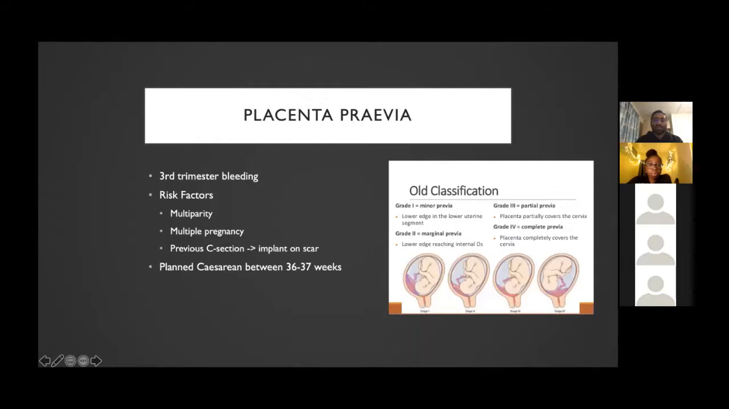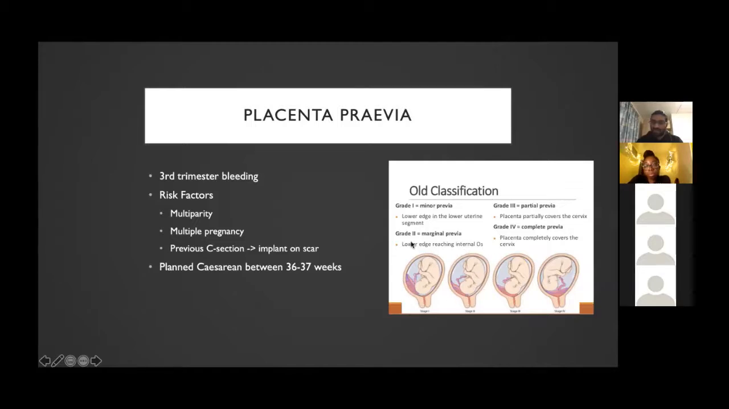So like I said, with placenta previa, it's third trimester bleeding generally, and you diagnose it at 32 weeks. Prior to 32 weeks, you just class it as a low-lying placenta. Risk factors for placenta previa would be something like multiparity, if they've had multiple pregnancies, multiple pregnancy, which just means a twin pregnancy, and a previous C-section, because the placenta will then implant on the cesarean section scar.